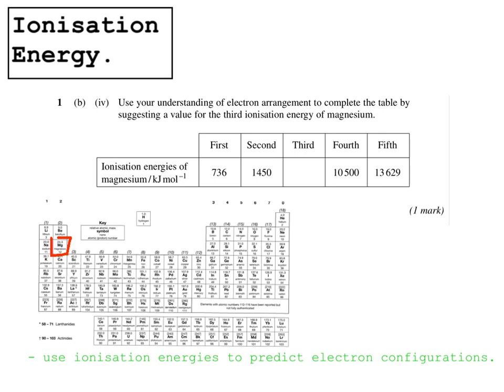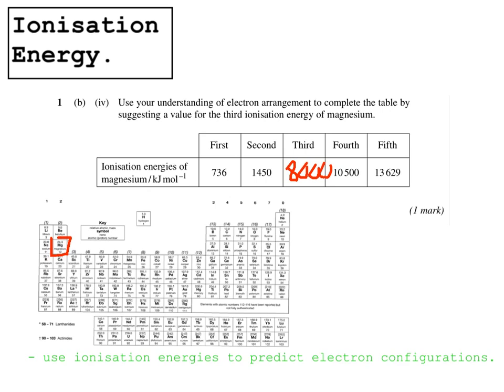So there you can see we've moved down a shell now, and so there's going to be a big jump in ionisation energy. So the ionisation energy is not just going to be between 1450 and 10,500, it's going to be much closer to 10,500 than 1,450. If you look at the difference between fourth and fifth, that gives us an idea of what the difference between third and fourth needs to be. It needs to be much closer to the fourth than the second, this third ionisation energy. And I would say it's going to be about 8,000.